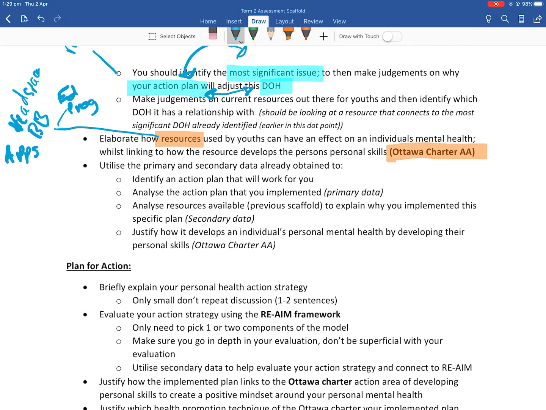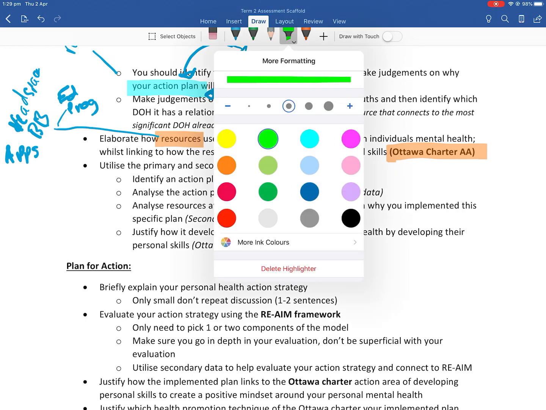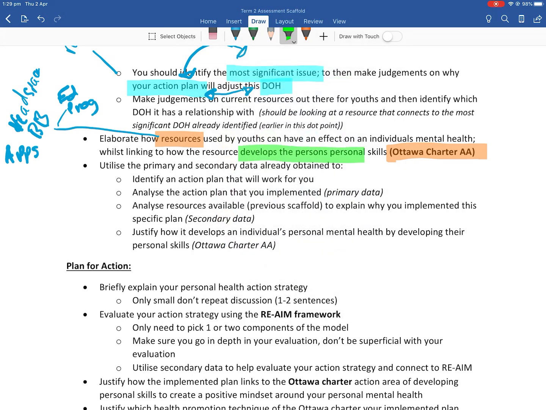But pretty much this point is saying that you need to elaborate why resources can have an effect on an individual's mental health and how specific resources can connect to develop personal skills of the Ottawa Charter. Remember that this section of the charter, developing personal skills, is all about education. Providing further education to an individual. How can we educate someone so they can make better choices for their health?